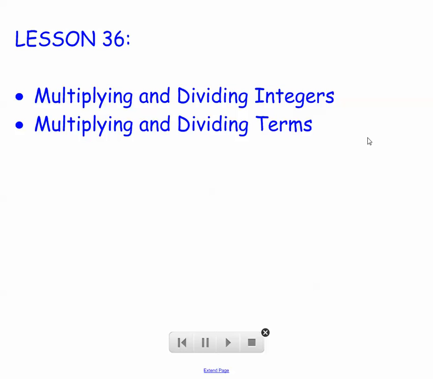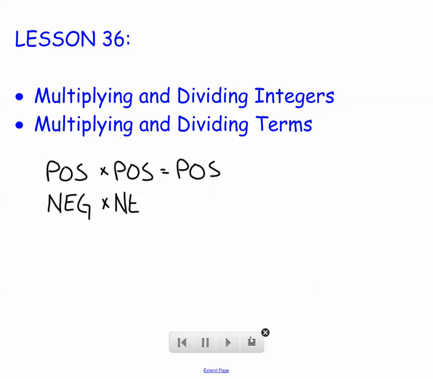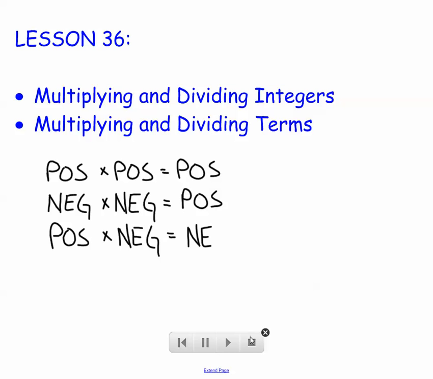Today we're going to concentrate on multiplying and dividing integers as well as multiplying and dividing terms. All right, let's lay out the basic ground rules for you. I think a lot of you have probably seen these before. A positive times a positive is a positive, and a negative times a negative is also a positive. And if you multiply a positive times a negative, you're going to get a negative.